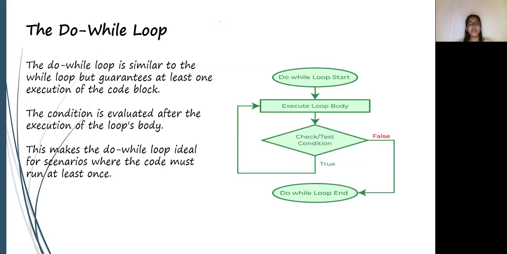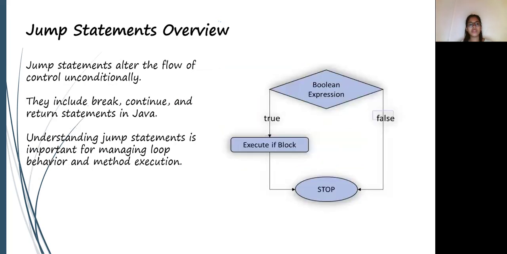Do-while loop. The do-while loop is similar to the while loop, but guarantees at least one execution of the code block. The condition is evaluated after the execution of the loop's body. This makes the do-while loop ideal for scenarios where the code must run at least once.